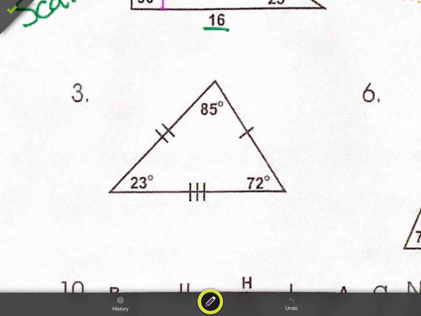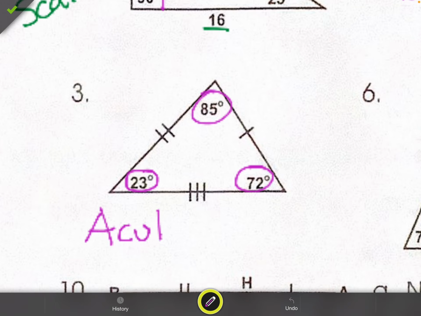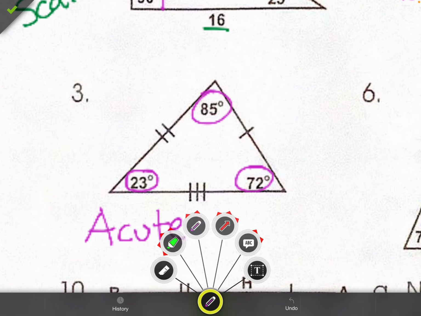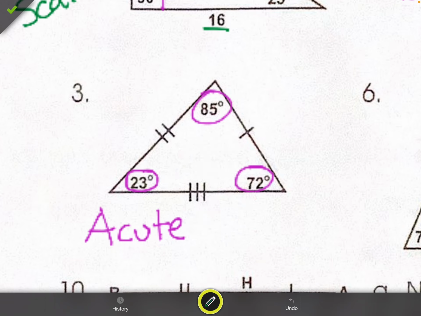All right, so let's see how you did. So I start with my angles, 23, 72, 85. Those are all less than 90. So this is actually an acute triangle. Haven't had many of those. Now let's check out our sides. 1 tick mark, 2 tick marks, 3 tick marks. So they're telling me that all of my sides are different or unique or have different measures. And so this is an acute scalene.